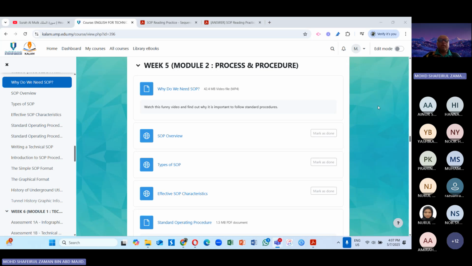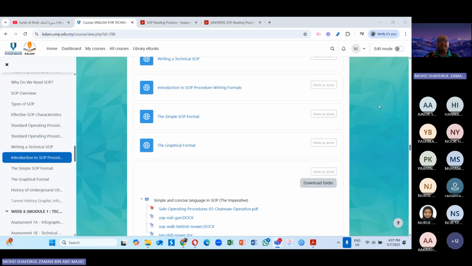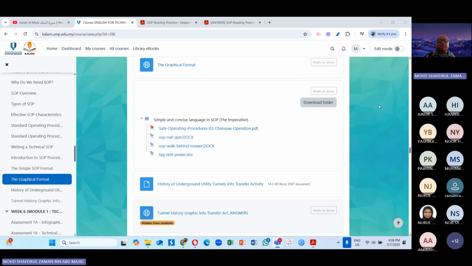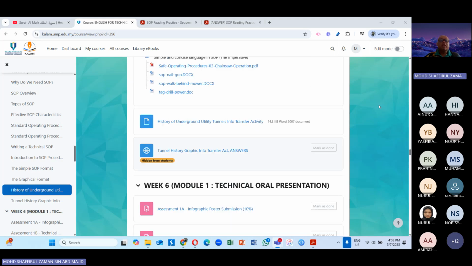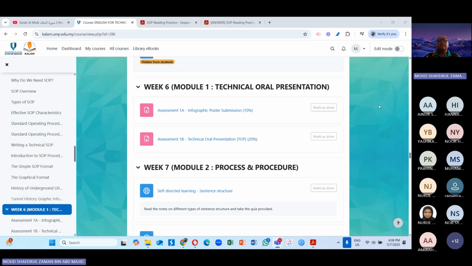Right, so we have here the new module, okay, which is on process and procedure, which is basically about SOP or standard operating procedure. Okay, so we have done that. I believe that most of you have gone through it. Hopefully, okay, I'm not sure about it, but hopefully. And then do not forget you have to do the exercises as well, just to make sure that you understand what you are supposed to do regarding standard operating procedure and also process and procedure for module 2.